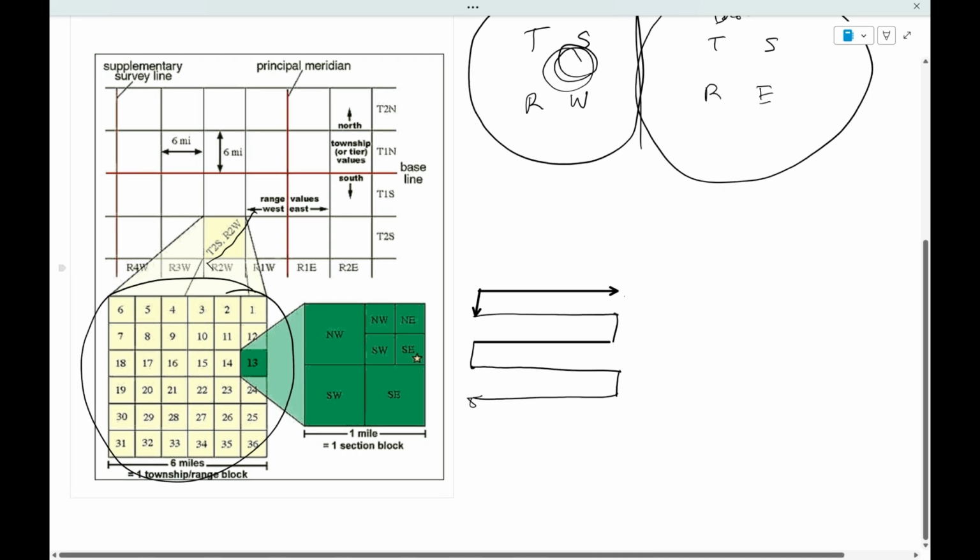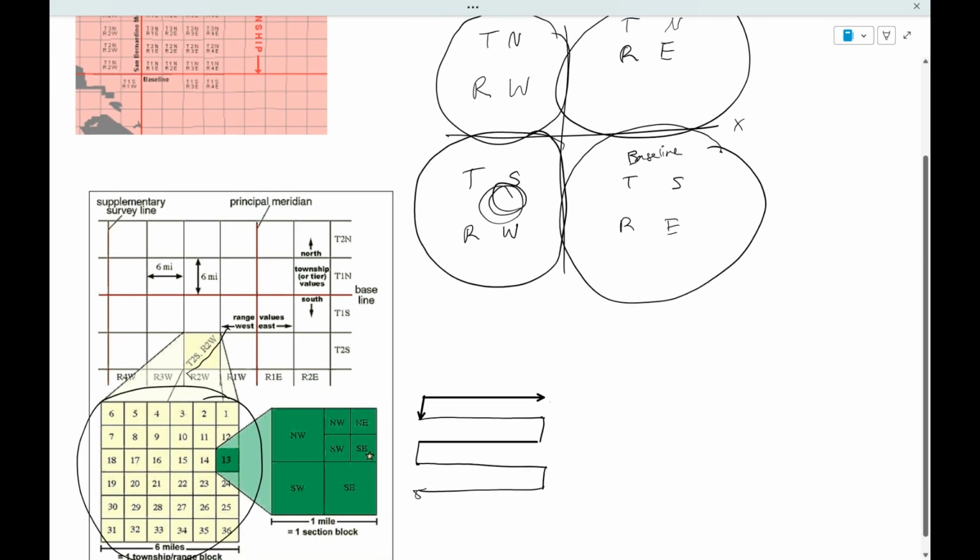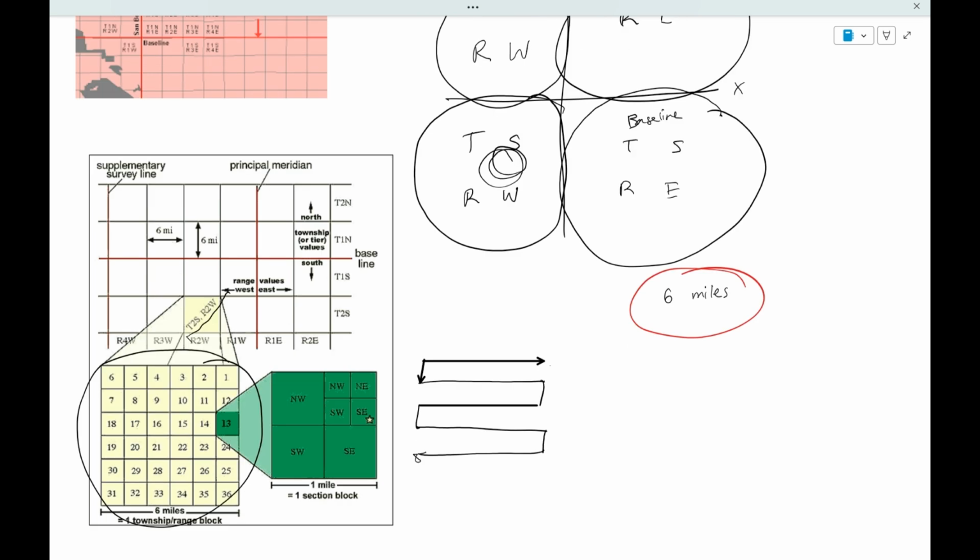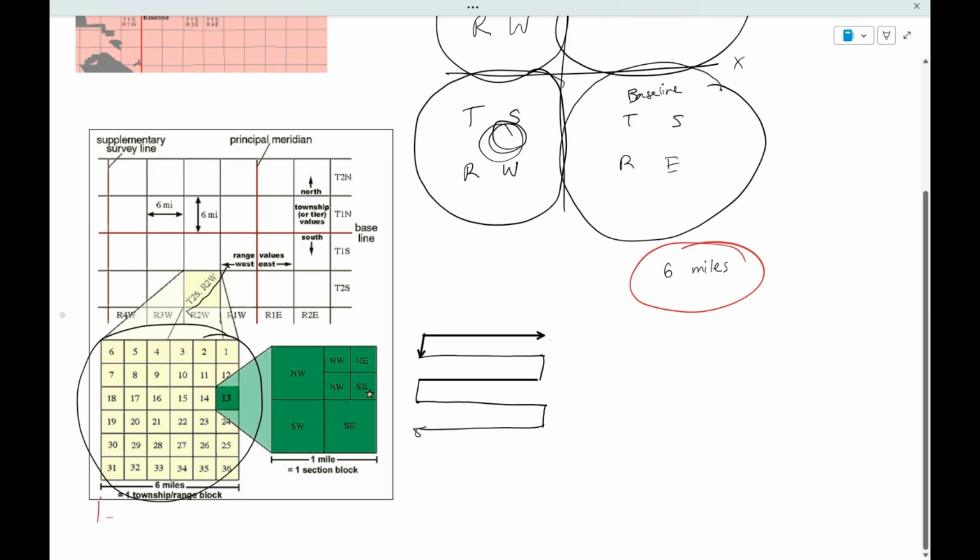Okay. A key thing you want to note is that each of these township or range boxes is 6 miles long. That's why when you take an entire section map, it's 6 miles in total. If you divide 6 by 6, you figure out that one section block is always going to be 1 mile long. Sometimes on the test, they'll throw a trick question: we are currently in section 14. How many miles long is section 14? And you just have to know that it's exactly 1 mile long.